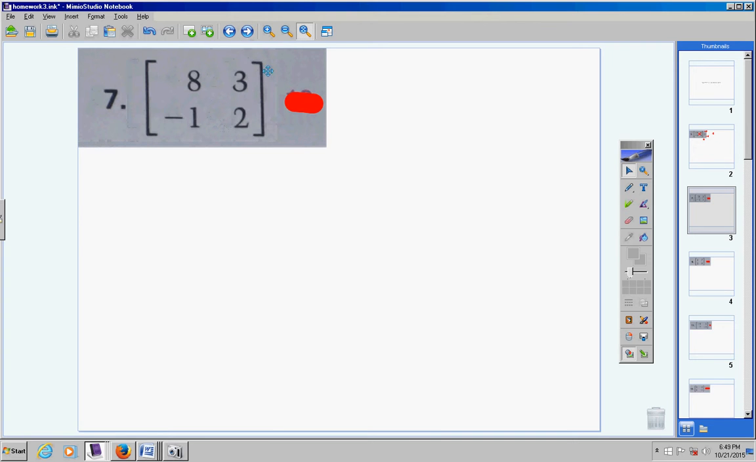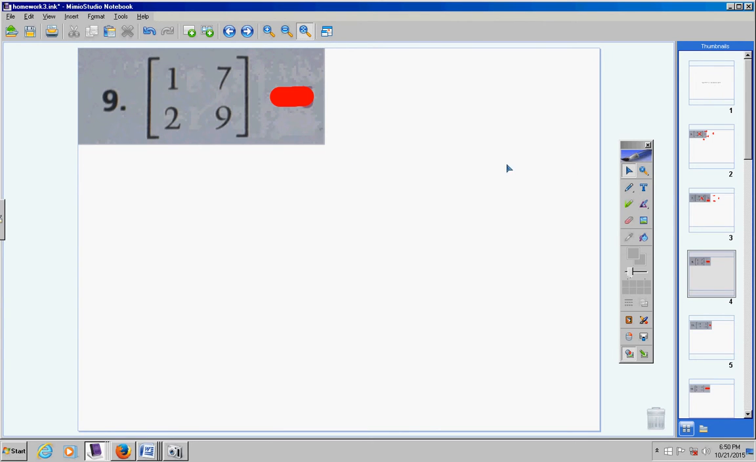Number 7, we are finding the determinant of a 2 by 2. So we multiply up, we change the sign, negative 3, so we're going to put a positive 3. We multiply down, we get a positive 16. We do not change the sign. Add those two numbers together, and we get 19 for the determinant. Okay, 19.